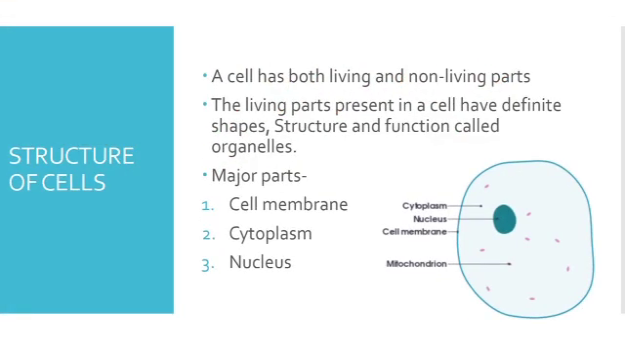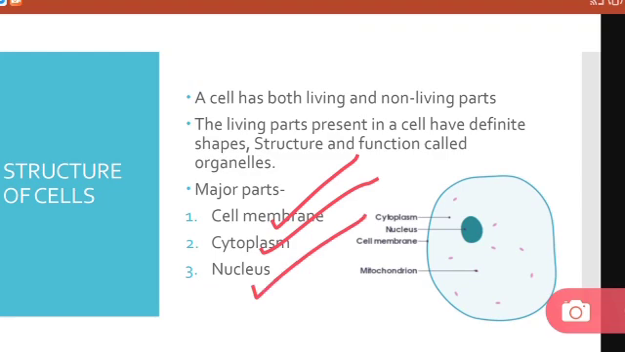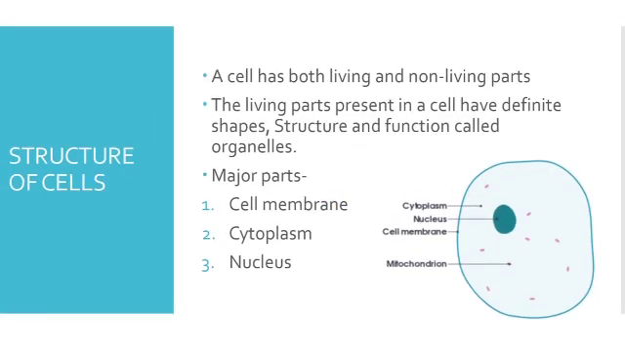Okay. Now the cell consists of three main parts, all the cells. First is cell membrane, cytoplasm, nucleus. So what is cell membrane? Cell membrane bounds the cell. It separates the inner side of the cell from the outer side.